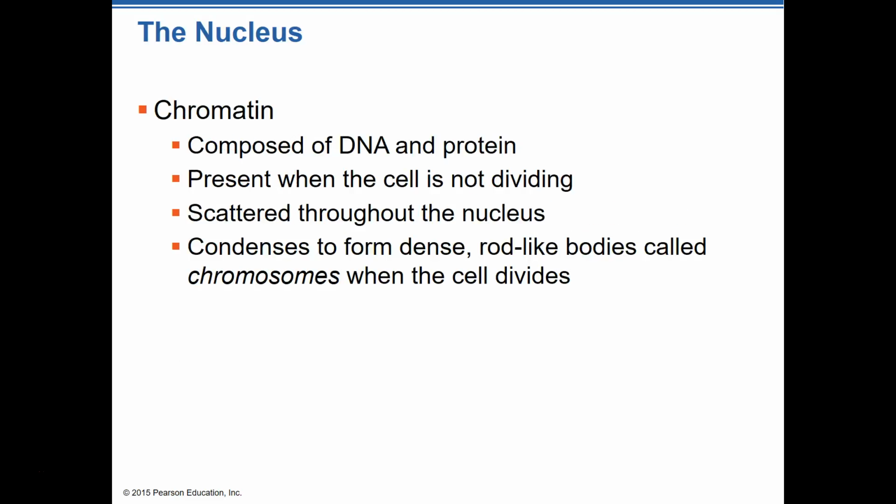Chromatin is composed of DNA and protein. It's present inside that nuclear envelope when the cell isn't dividing, and it's kind of scattered throughout the nucleus. It can condense, and you've probably heard it referred to as chromosomes. That's when the chromatin condenses to become a lot more dense, and it creates those rod-like bodies. Those rod-like bodies are called chromosomes, and that's right before the cell divides.